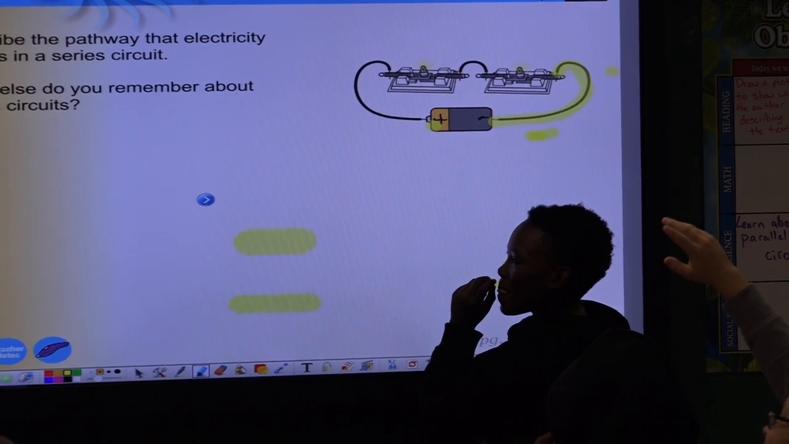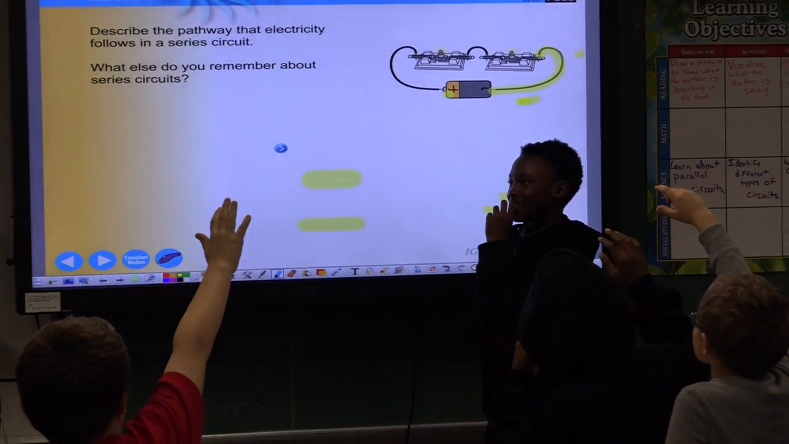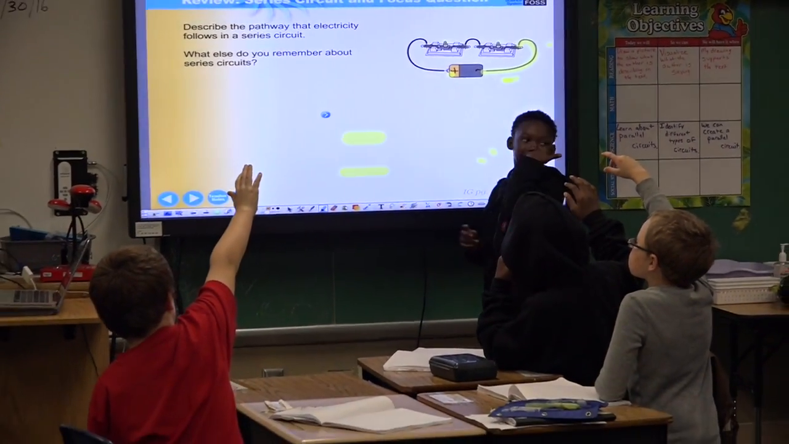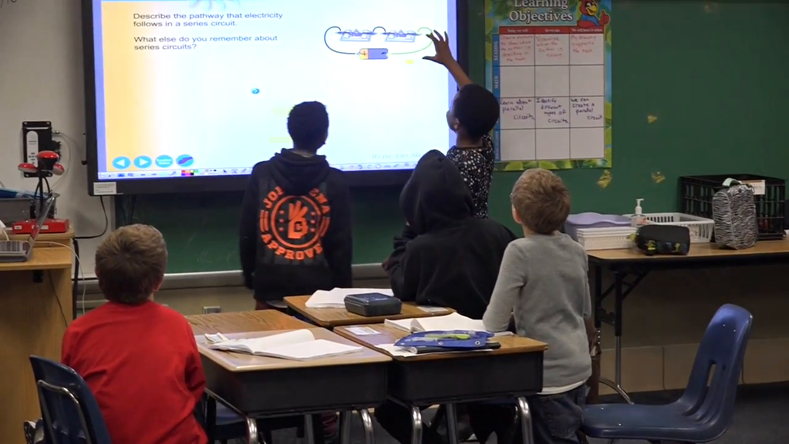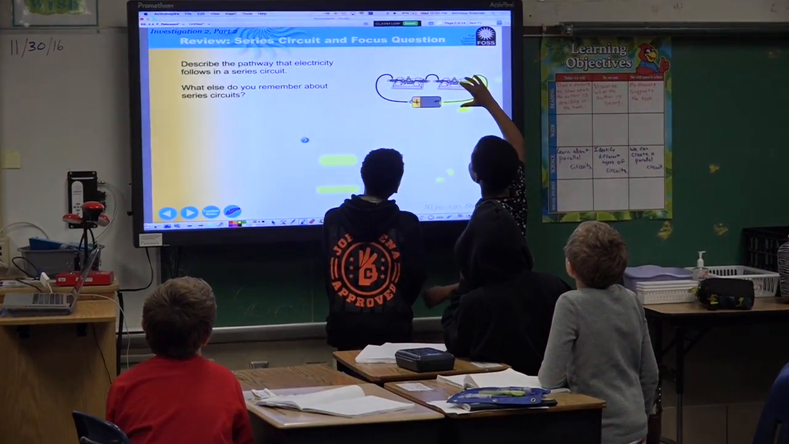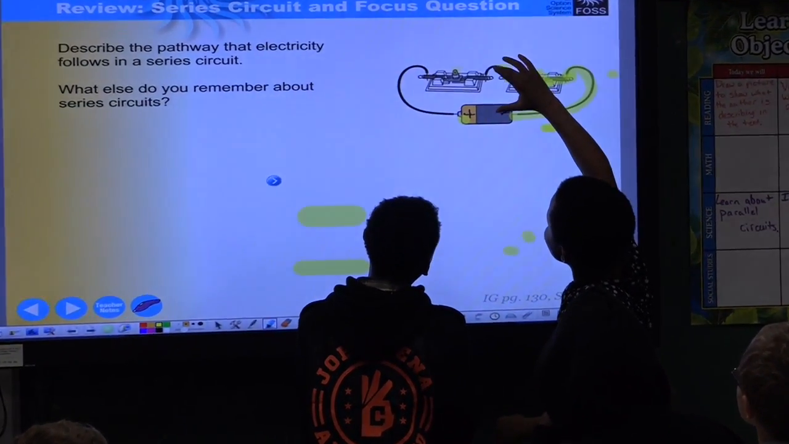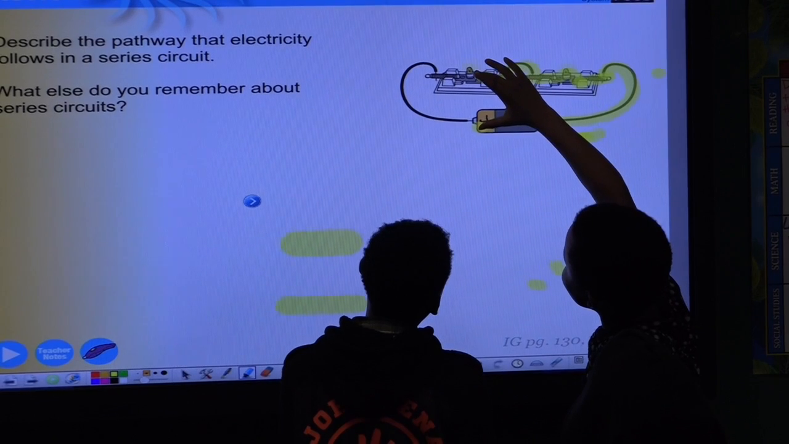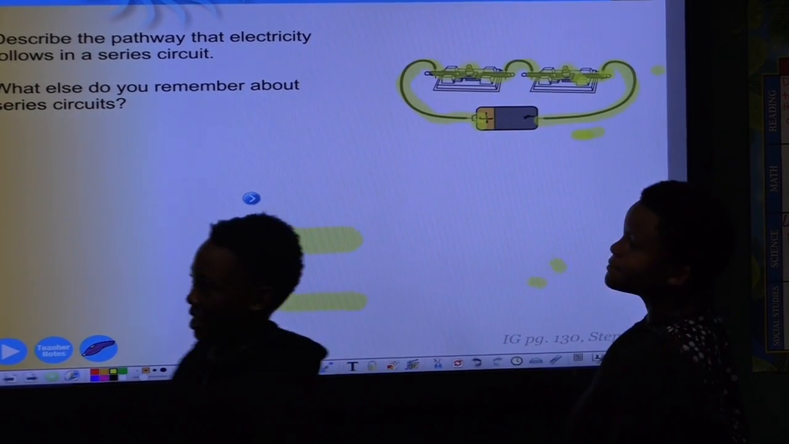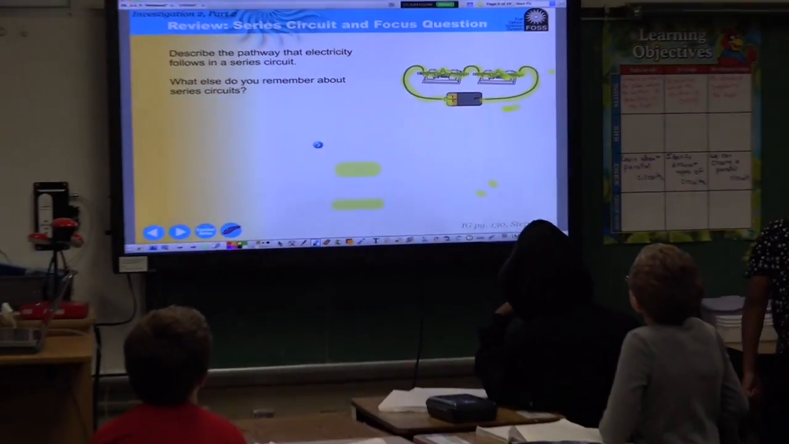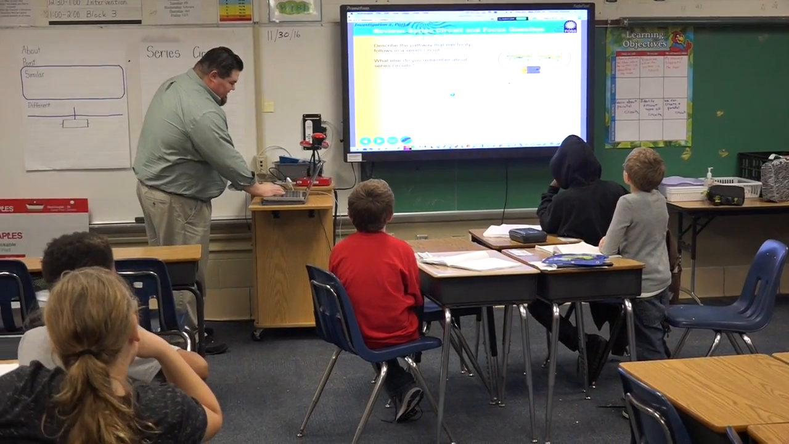If you need some help, ask your partner. Ask your partner for some help. He's got the first part down. The electricity comes out of the negative end of the battery. It comes around to the light bulb. Now what's going to happen, Keon? It's going to go through here, and then it's going to touch this. It's going to make this light bulb light up. Then it's going to keep the energy running and make this bulb light up, and then it's going to close the circuit. Keon, I love it. There you go. Who agrees? Is that how it works? Yes, we got it. Okay.